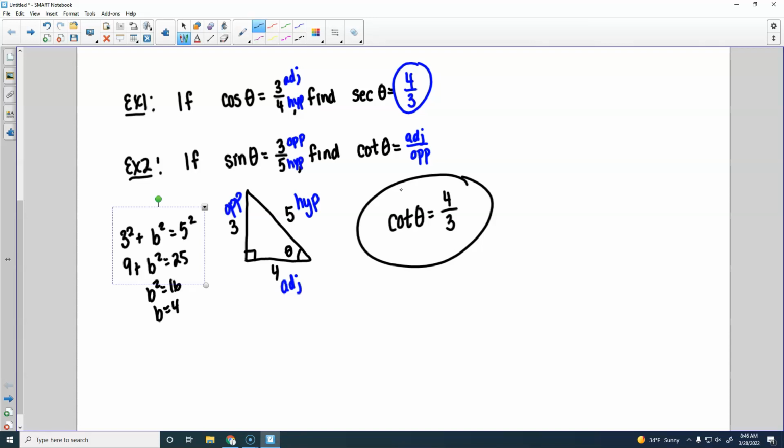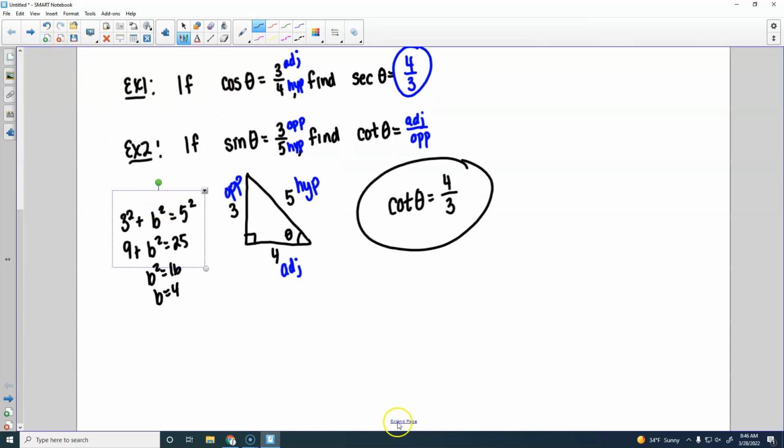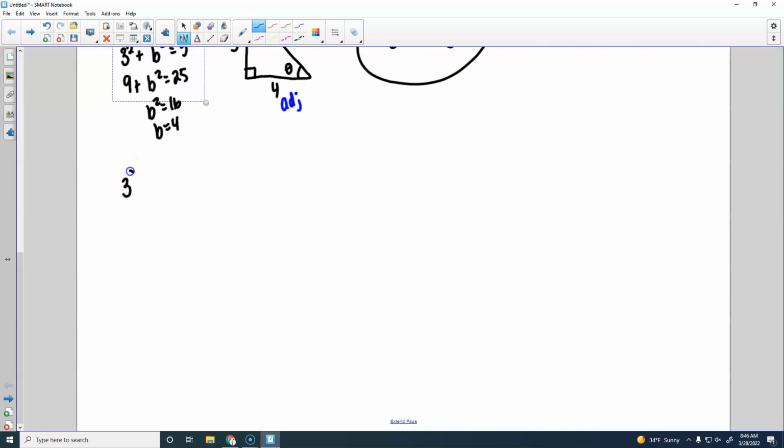Let's do one where you end up with roots in the problem. So let's do number 3 on the worksheet there together. So for 3, if tangent of theta equals 7, we are supposed to find cosine of theta. So we're going from tangent to cosine. Those are not reciprocals of each other, so we're going to have to draw a triangle for this one. So I'm going to draw myself a triangle. Label that theta. Here's my right angle.